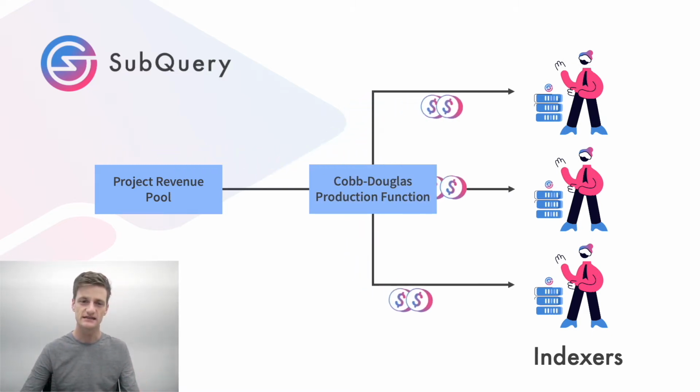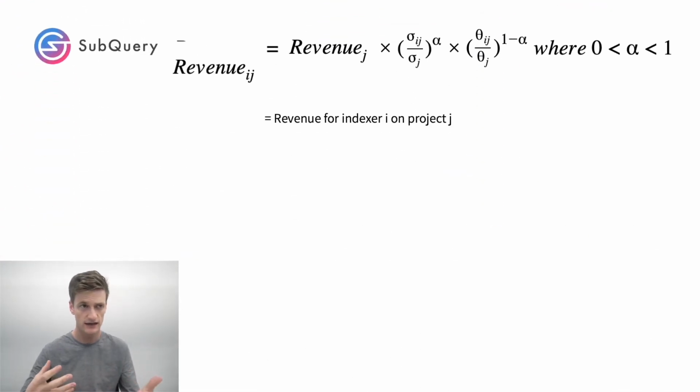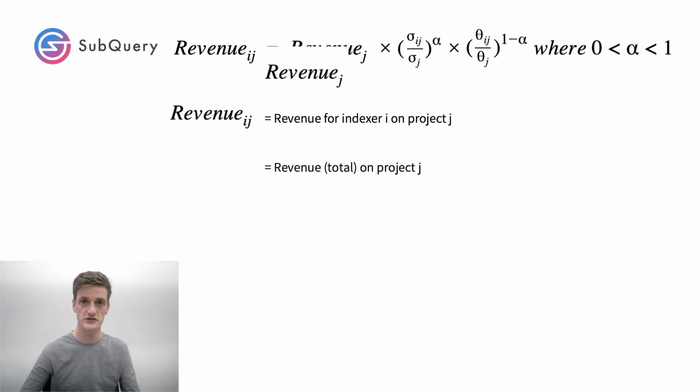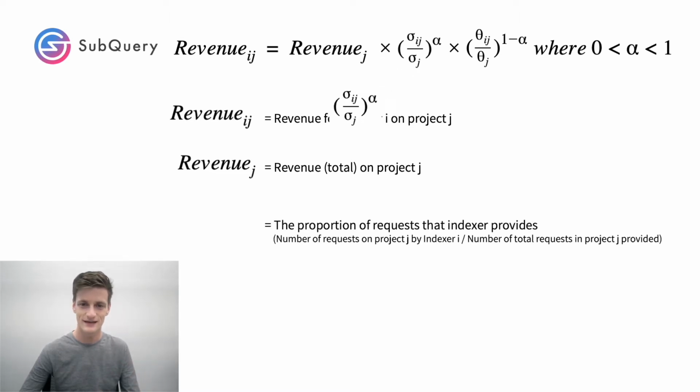So essentially what it means is that the query fee revenue that an indexer, indexer i, can receive for the SubQuery project j is defined by this formula, where revenue is the total revenue for project j, and then sigma ij is the number of requests provided by indexer i on that particular project j, and sigma j is obviously the number of requests over that entire SubQuery project. So essentially the proportion of the requests of that project that the indexer i answered.